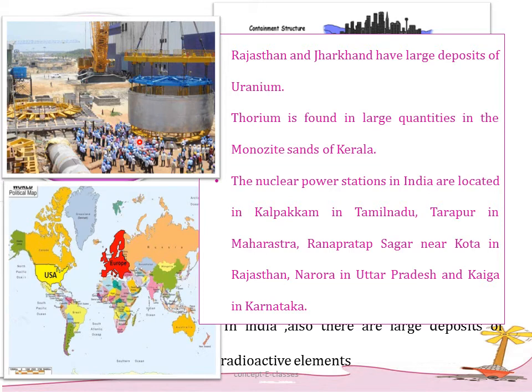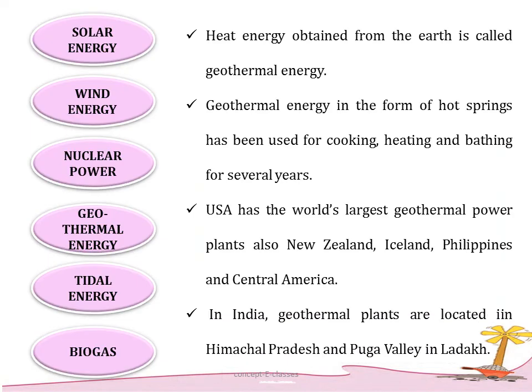So this is the nuclear power plant in Tamil Nadu. Then we have Tarapur in Maharashtra, a power station in Rana Pratap Sagar near Kota in Rajasthan, and also in Narora in Uttar Pradesh and Kaiga in Karnataka.